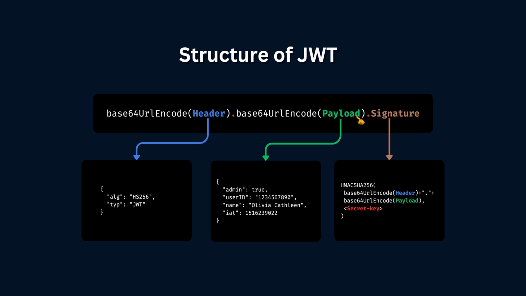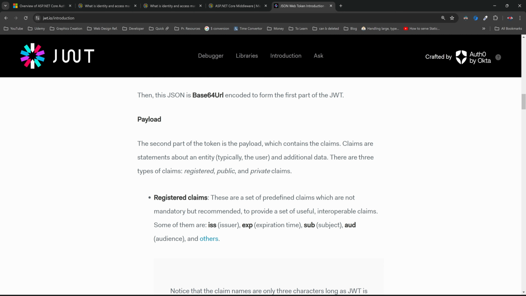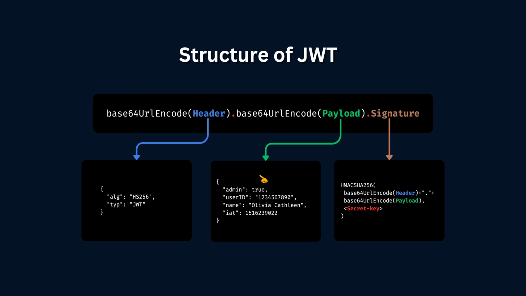And then comes the payload. Payload consists of claims. Claims are statements about the entity, which would be the authenticated user, and some additional data about the token that we are generating. For example, inside this payload, you could see that the admin property is set as true, meaning that this logged-in user is an admin, and then here we have the corresponding user ID from the database, and here we have the full name of the logged-in user.